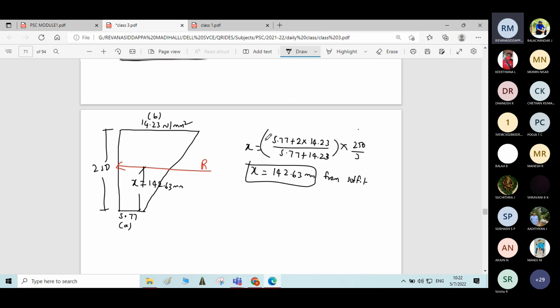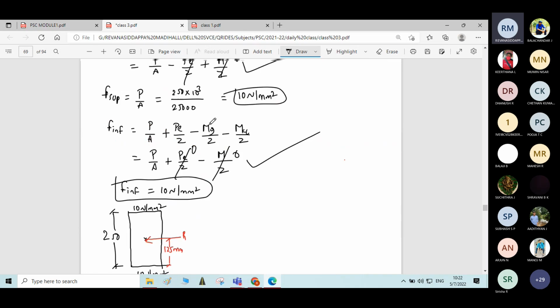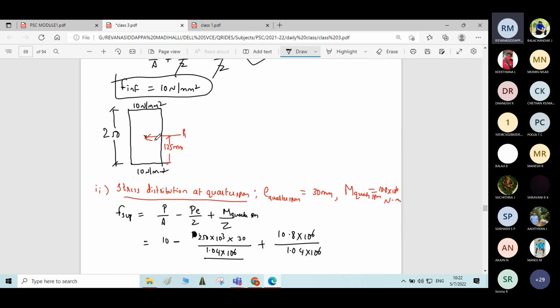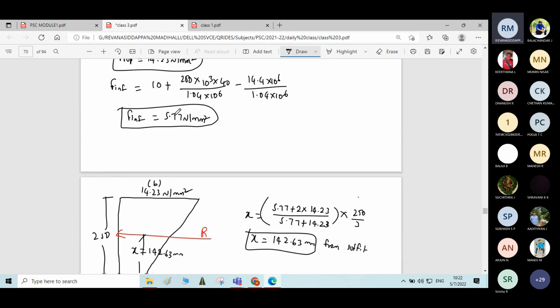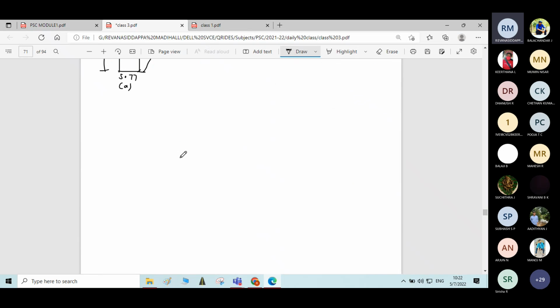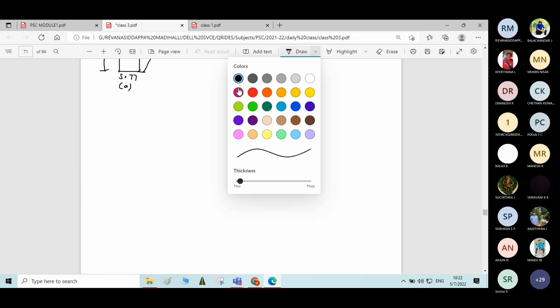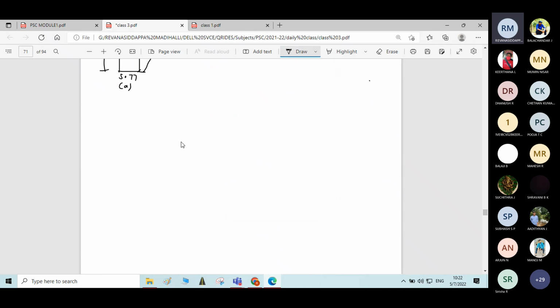Okay. Now you got the location of the thrust line at support 125 mm, at quarter span 138.21, at mid span 142.63. You can write one more diagram. Finally, you can show the thrust line profile.